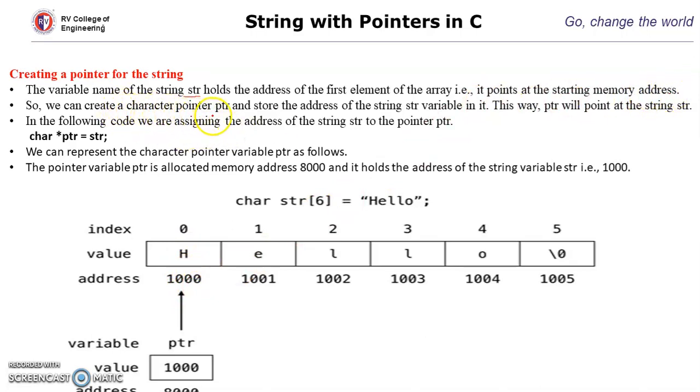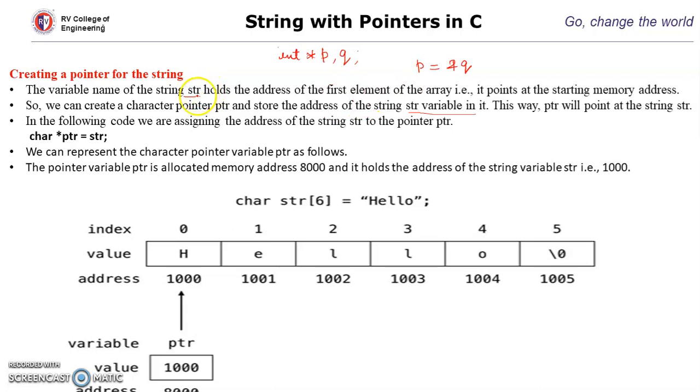So we can create a character pointer ptr and store the address of the string str variable in it. This way ptr will point at the string. In my previous video lecture on pointers, I told you a pointer is a variable that holds the address of a variable rather than its value. For example, if the pointer variable is of integer type, we write something like this: int *p. Suppose we have another variable q. We say p has the address of q, so the address of q is assigned to pointer variable p.